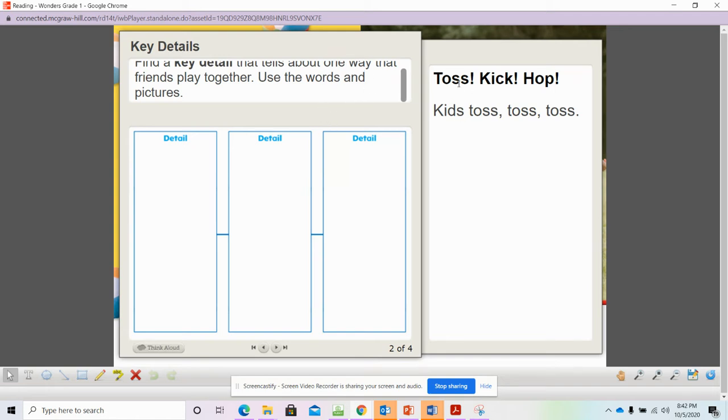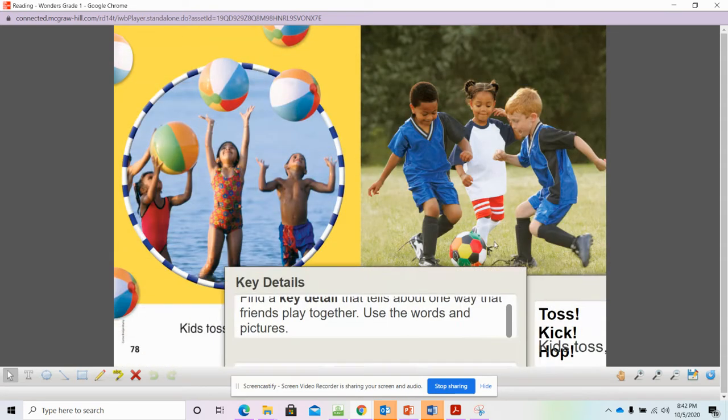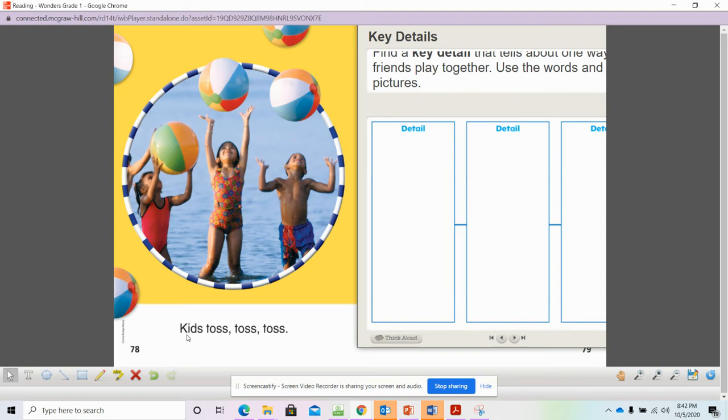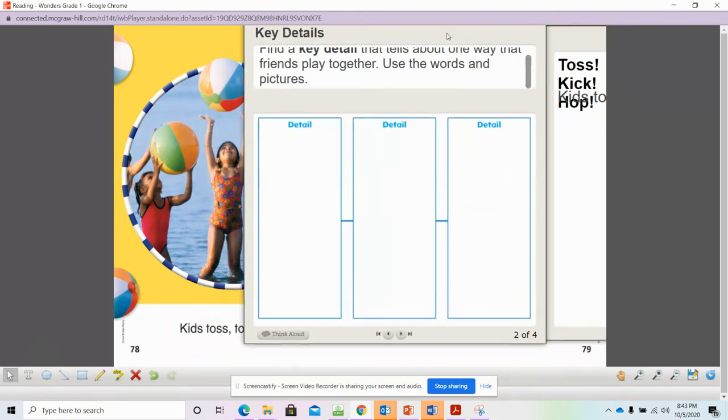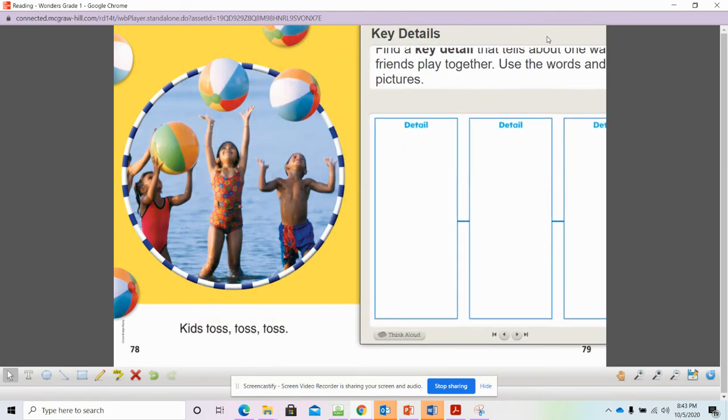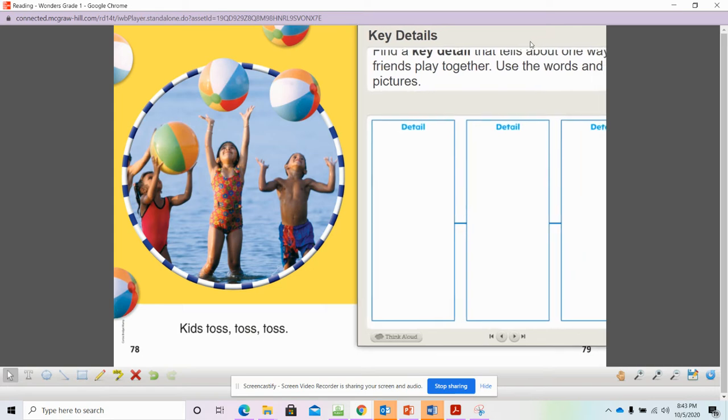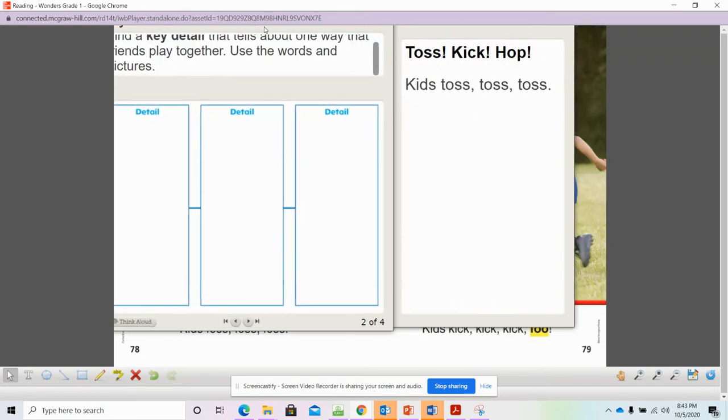For example, in our story Toss, Kick, Hop, one of the sentences said, kids toss, toss, toss. And then we can look at the picture right here. Kids toss, toss, toss. And look at the picture and see what they're doing. What are some key details? What are they doing? What is the important information that we're reading about here? Okay.